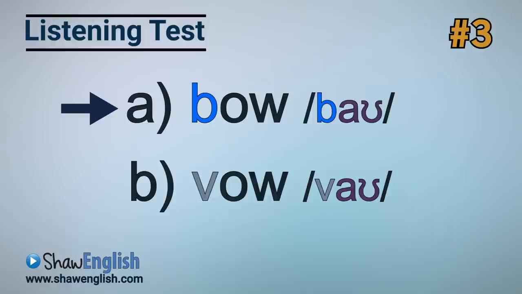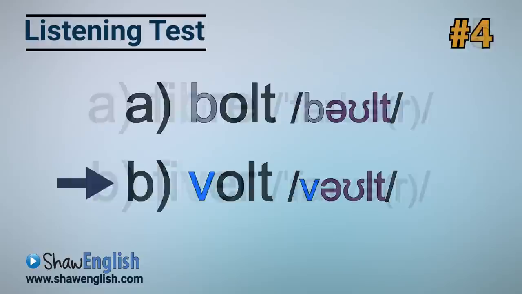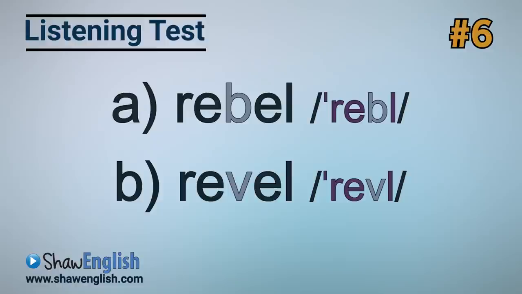And then bolt. Bolt. It's A. Bolt. B is volt. And then fiver. Fiver. A or B, guys? It's B. Fiver. A is fiber. And then rebel. Rebel. Is it A or B? It's A. Rebel. B is revel.